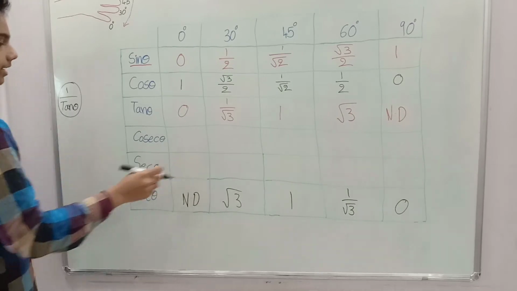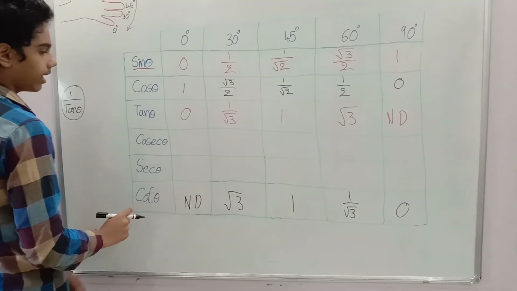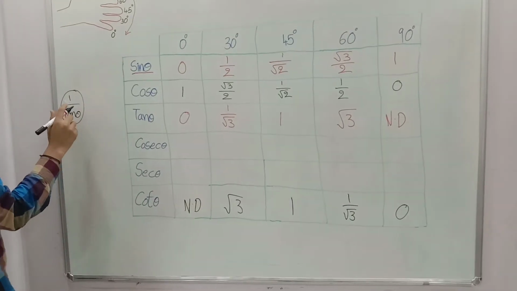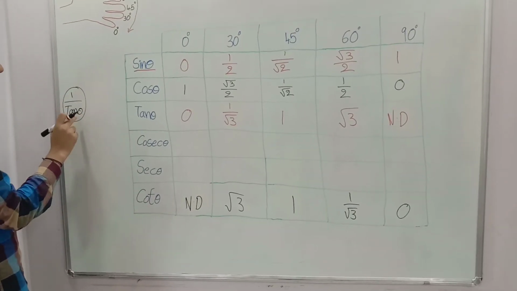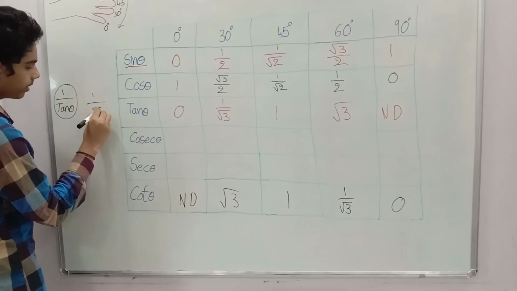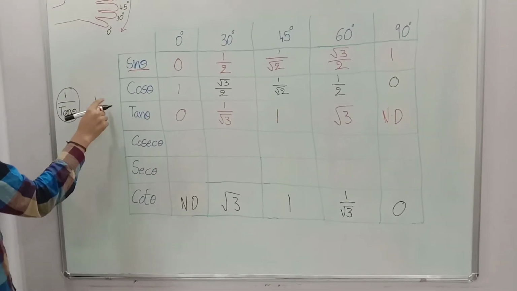Now let's check whether this is correct or not. I am taking cot 60. Let's use the first way. Cot 60 is 1 by tan 60. 1 by tan 60 is 1 by root 3. So cot 60 is 1 by root 3.